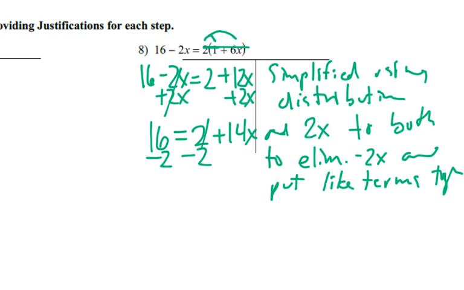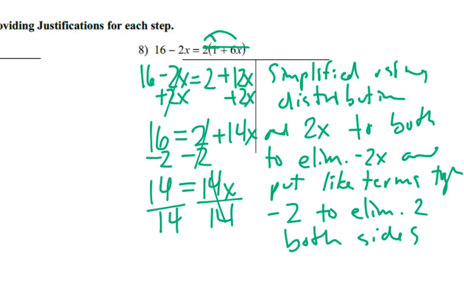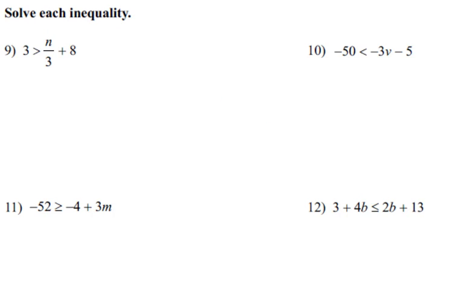Subtract 2 from both sides. We get 14 equals 14x, so we subtracted 2 to eliminate 2 on both sides to maintain that equality. Last step, dividing by 14 from both sides, that becomes 1, so we get x equals 1. So that last step was, divide by 14 to eliminate the 14 with the x, and we can do it on both sides. So a lot of those steps are kind of repetitive, and we're doing pretty much the same thing to them.